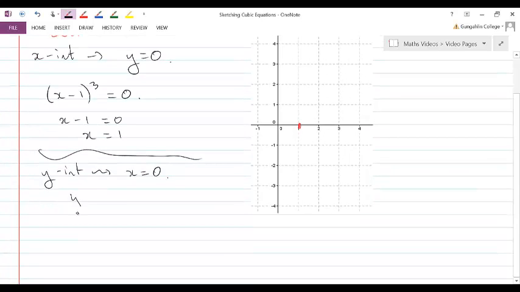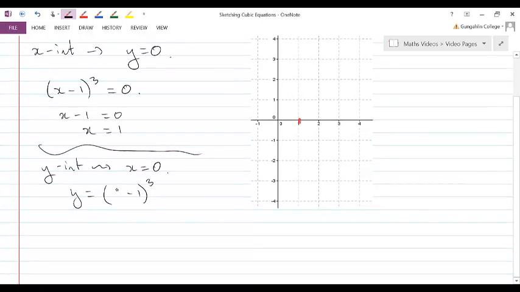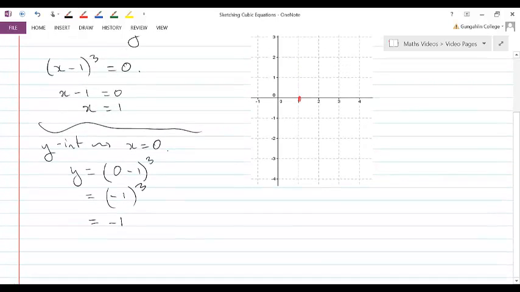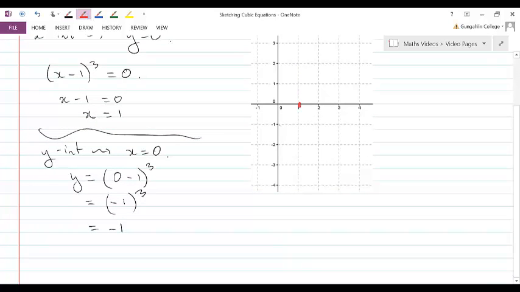So we're going to get y equals x minus 1 cubed, but I need to make that x as 0 because that's what I'm substituting in. So I'm getting minus 1 all cubed. Now, minus 1 squared would be positive 1 times another minus 1. I'm going to end up with minus 1. So that is my y-intercept.